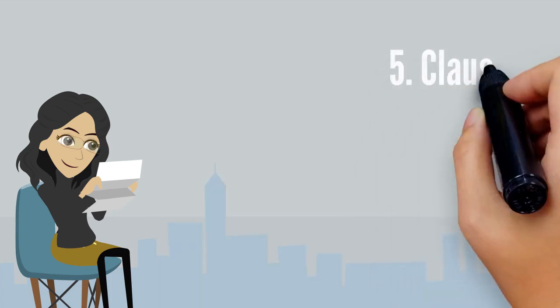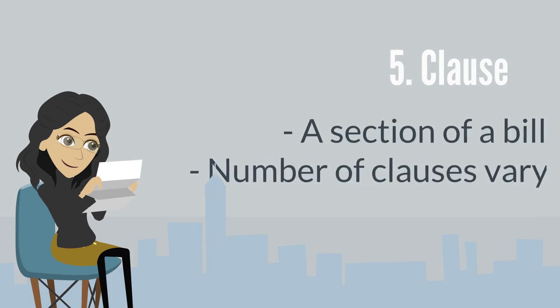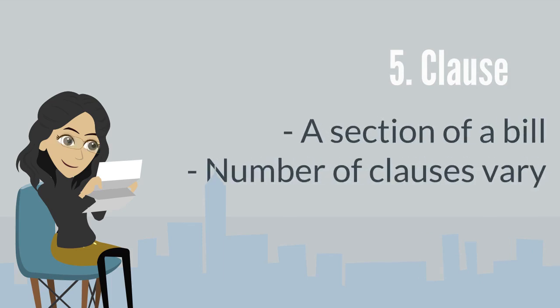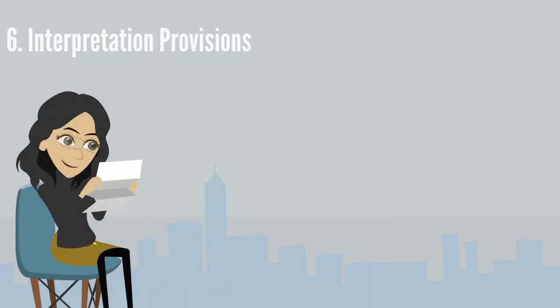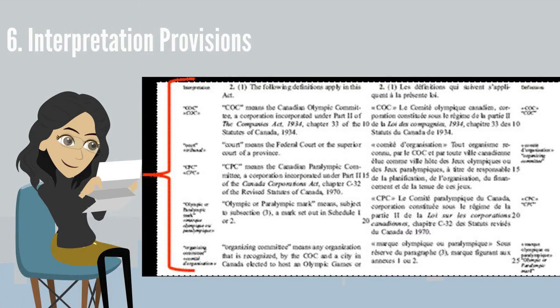Number 5. A clause is a section of a bill. Every statute has at least one clause, and some may even have thousands. Shown here is interpretive provisions. These contain statutory definitions. They're usually found in Section 2 of the bill, but may also be found throughout various sections like the Criminal Code.